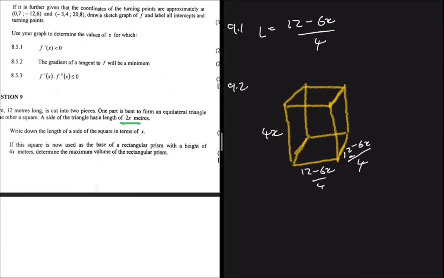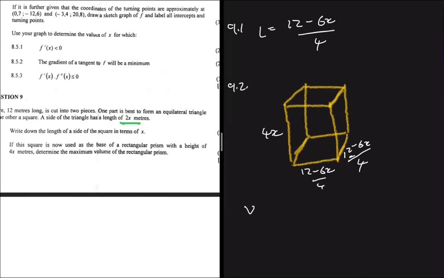So what are we going to do here? We're going to determine the volume of the rectangular prism. After determining the volume, it's going to be in terms of x, because we have a variable. We're going to differentiate this volume, and then we're going to find the maximum and the minimum. Then we're going to take the maximum as the maximum volume of our rectangular prism. Let me show you what I'm talking about.